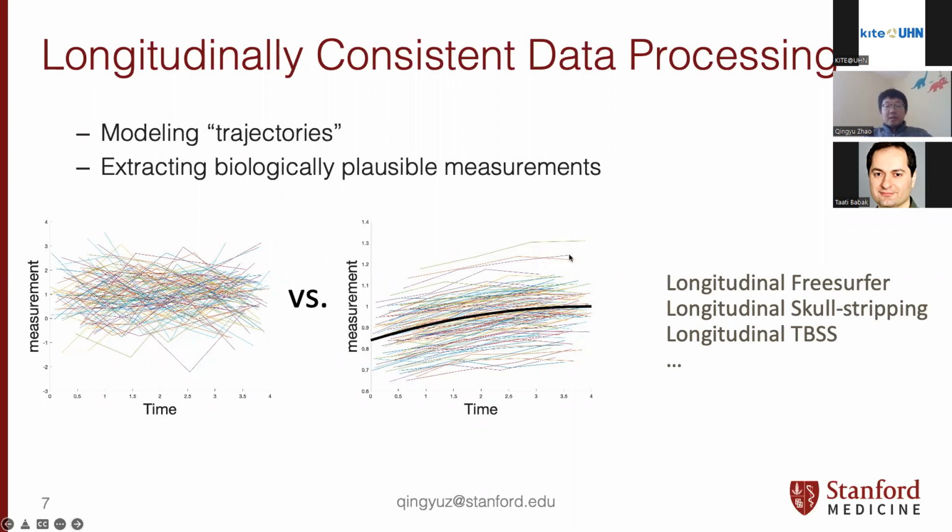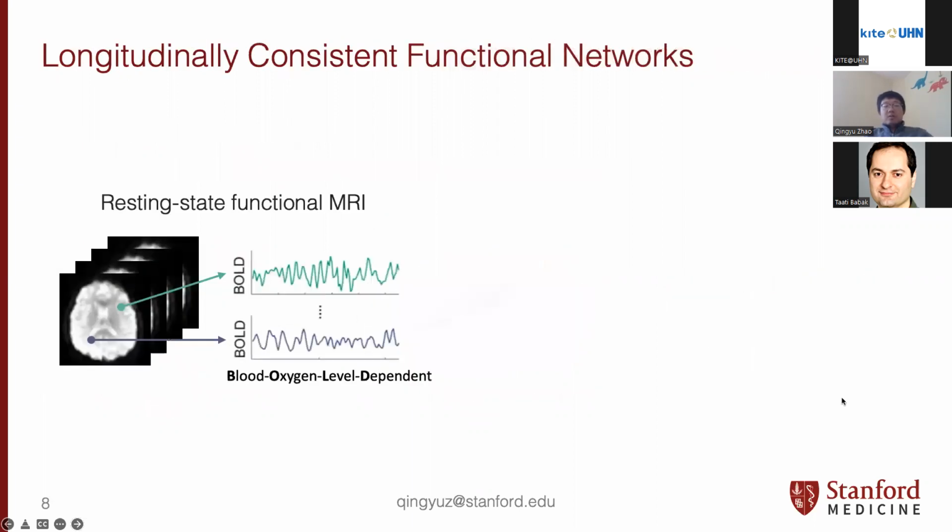So we have made a lot of efforts in designing such longitudinal pipelines. And one of them that I want to very briefly mention here is how to generate longitudinally consistent functional networks from resting state functional MRI data. So for those of you who are not quite familiar with functional imaging, it's basically a 4D MRI imaging modality that describes the temporal brain activity.